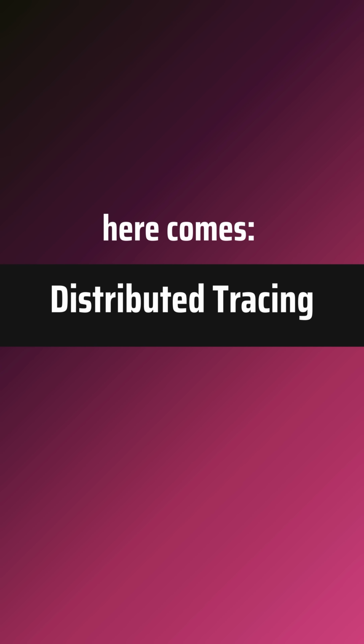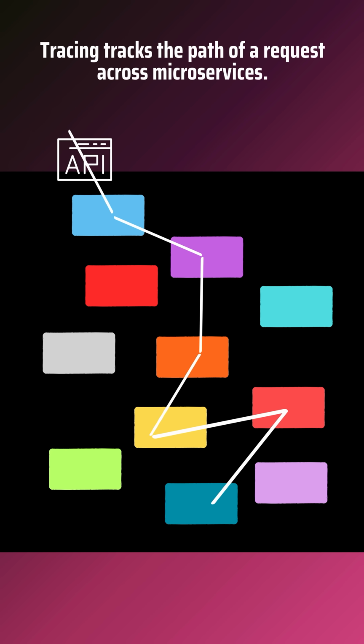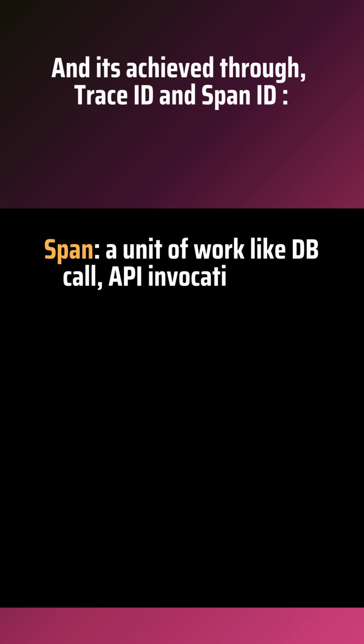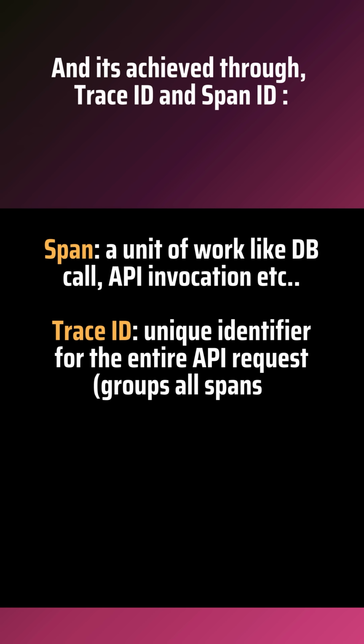And there distributed tracing comes into the picture. So tracing tracks the path of request across microservices. In this, I know which service invoked which other service, how much time each service took, and what is the status code of each service. This is achieved through trace ID and span ID.